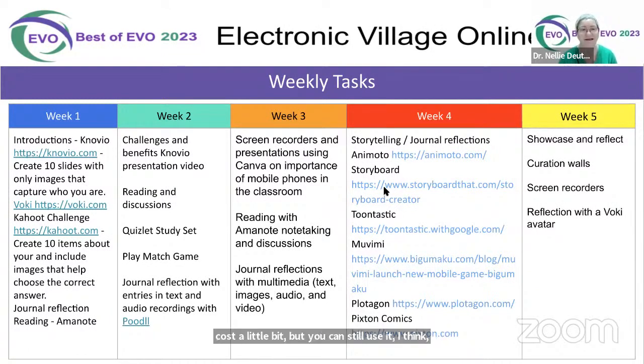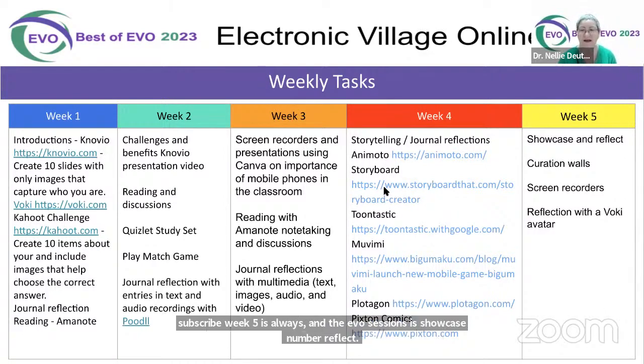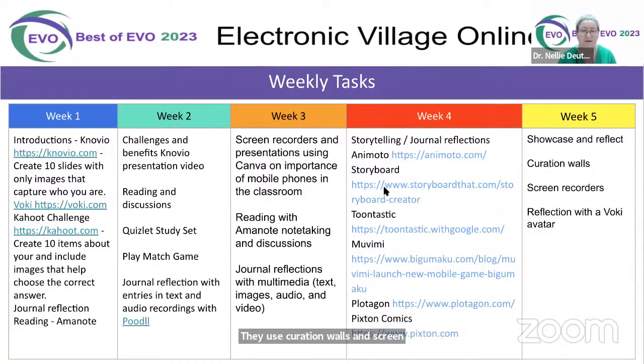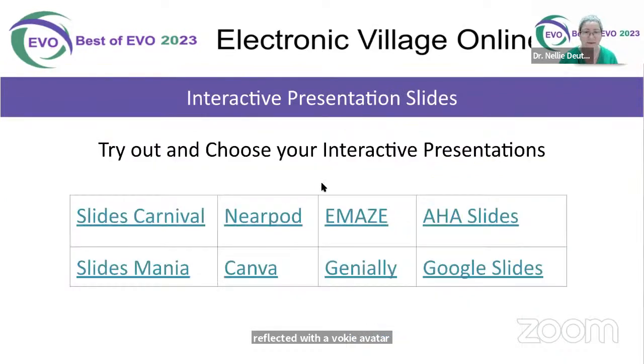Week 5, as always, in the EVO sessions, it's showcase and reflect. They use curation walls and screen recorders. They added the recordings of what they had accomplished or what they found useful in the 4 weeks. And then they reflected with a Voki avatar as the end.